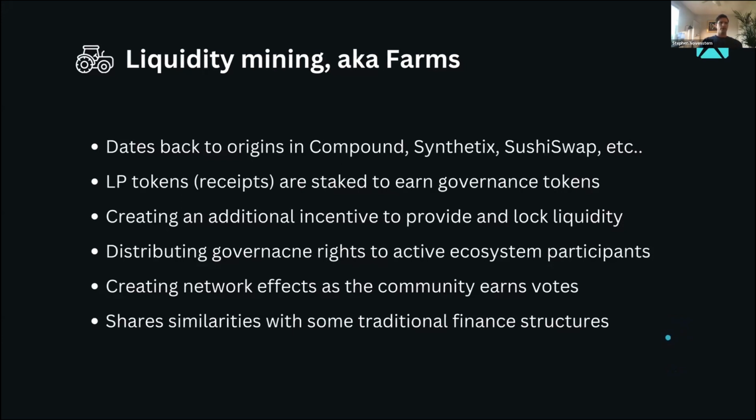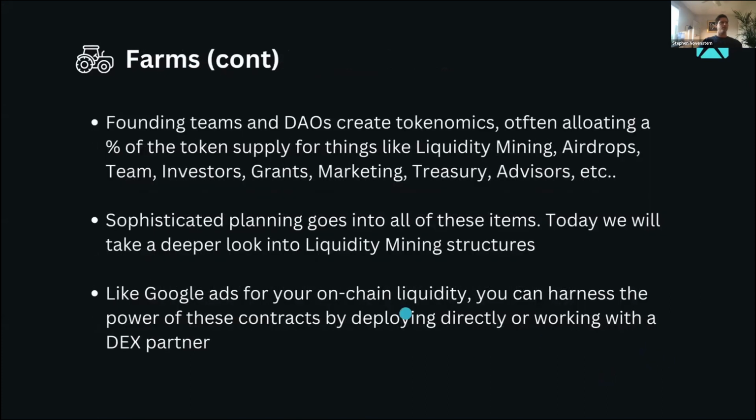And this creates an additional incentive to provide and lock liquidity, which enhances the stability and swappability of new tokens and growing and scaling tokens. Really, as the DAO, you're distributing governance rights to active ecosystem participants and creating network effects as the community earns votes. There's a lot of stuff similar to this in traditional finance, but this is a fully on-chain structure. And it's really beautiful.